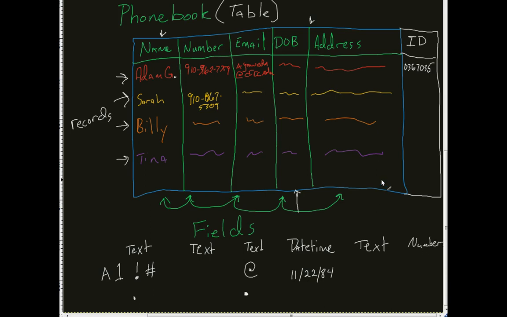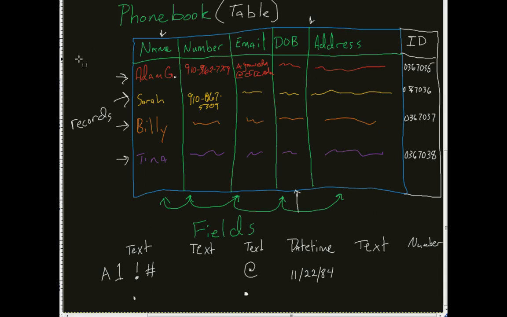Now, why? Well, if we can think about this for a second, maybe if I am doing this number system, I want to give, for example, Sarah the next number in the list. So in this case, 0367036. I'm incrementing. And then I go to Billy, and well, he gets the next one, 0367037, and then Tina, 0367038. By being a number, it allows me to do mathematical equations to it.